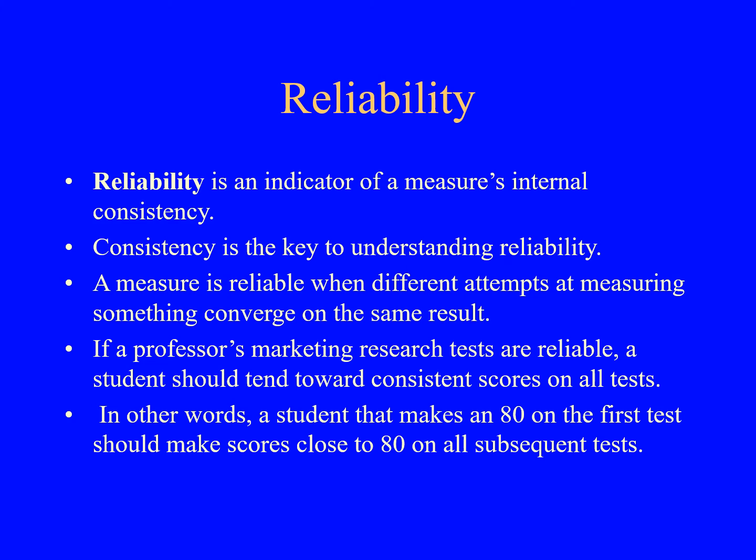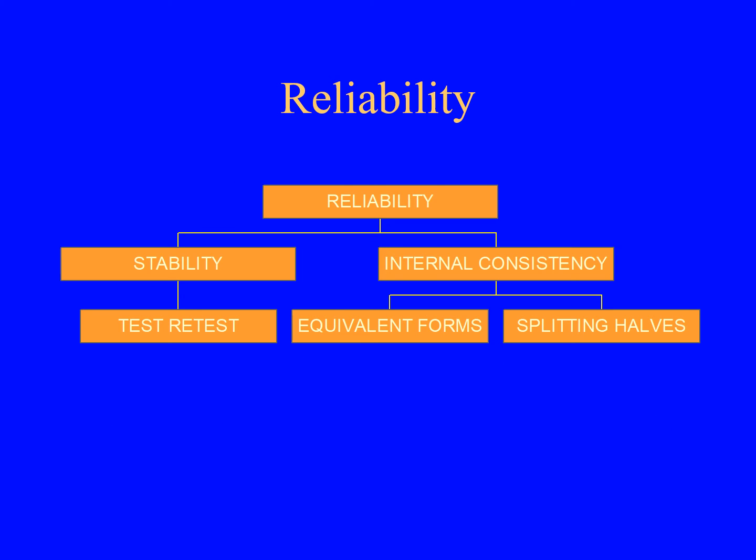If a professor's marketing research tests are reliable, a student should tend toward consistent scores on all tests. In other words, a student that makes an 80 on the first test should make scores close to 80 on all subsequent tests. So reliability has two categories: stability and internal consistency. Stability can be addressed with test-retest, while internal consistency can have equivalent forms and split halves.